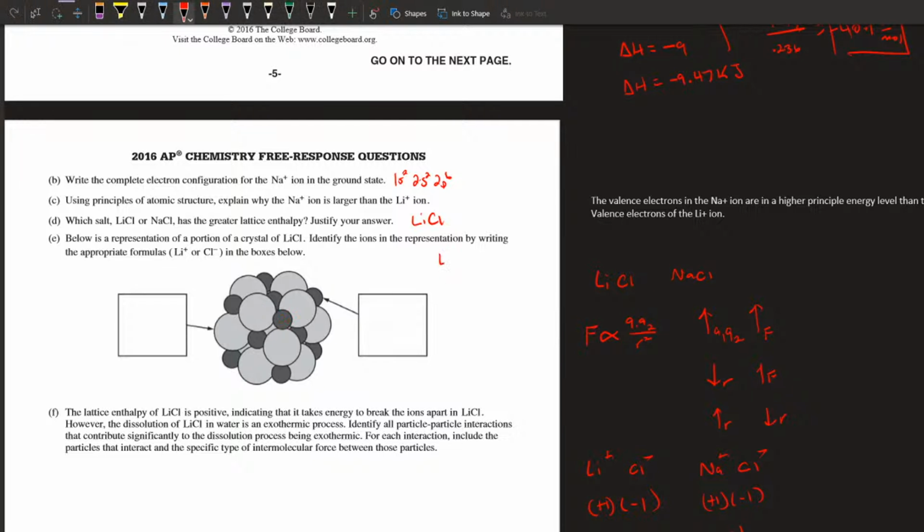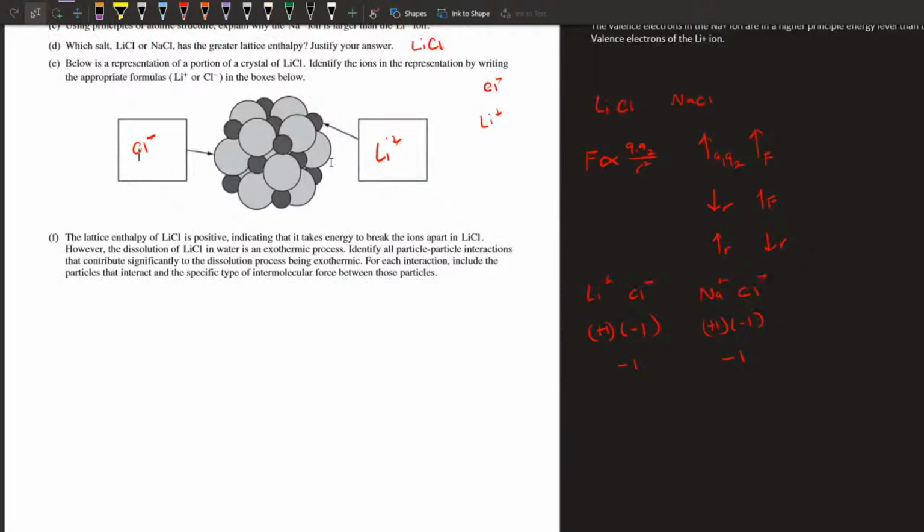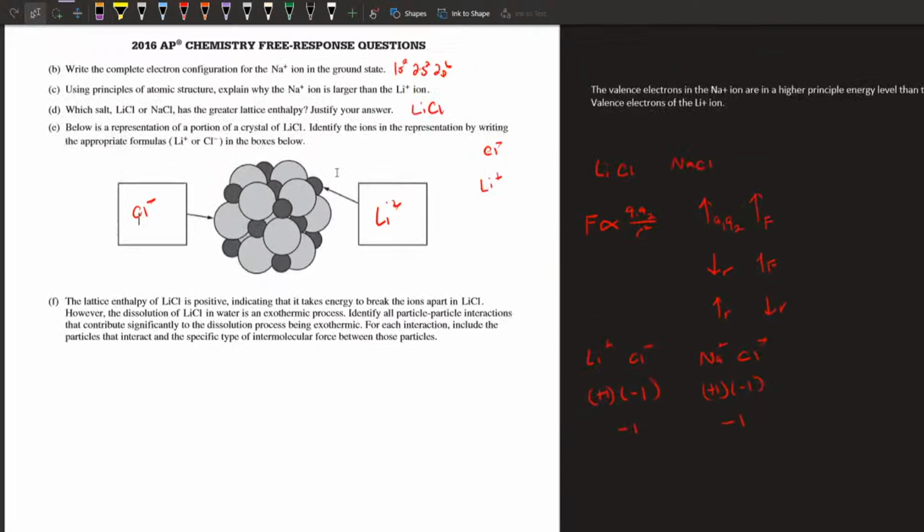How are we going to tell which one's bigger? We always know that anything that has a negative charge is going to be bigger than anything with a positive charge, to some extent, or on average, or in general. So we know that in this case, Cl minus is going to be the bigger ion, and Li plus is going to be the smaller ion. So we can graph it like this. And that's it.